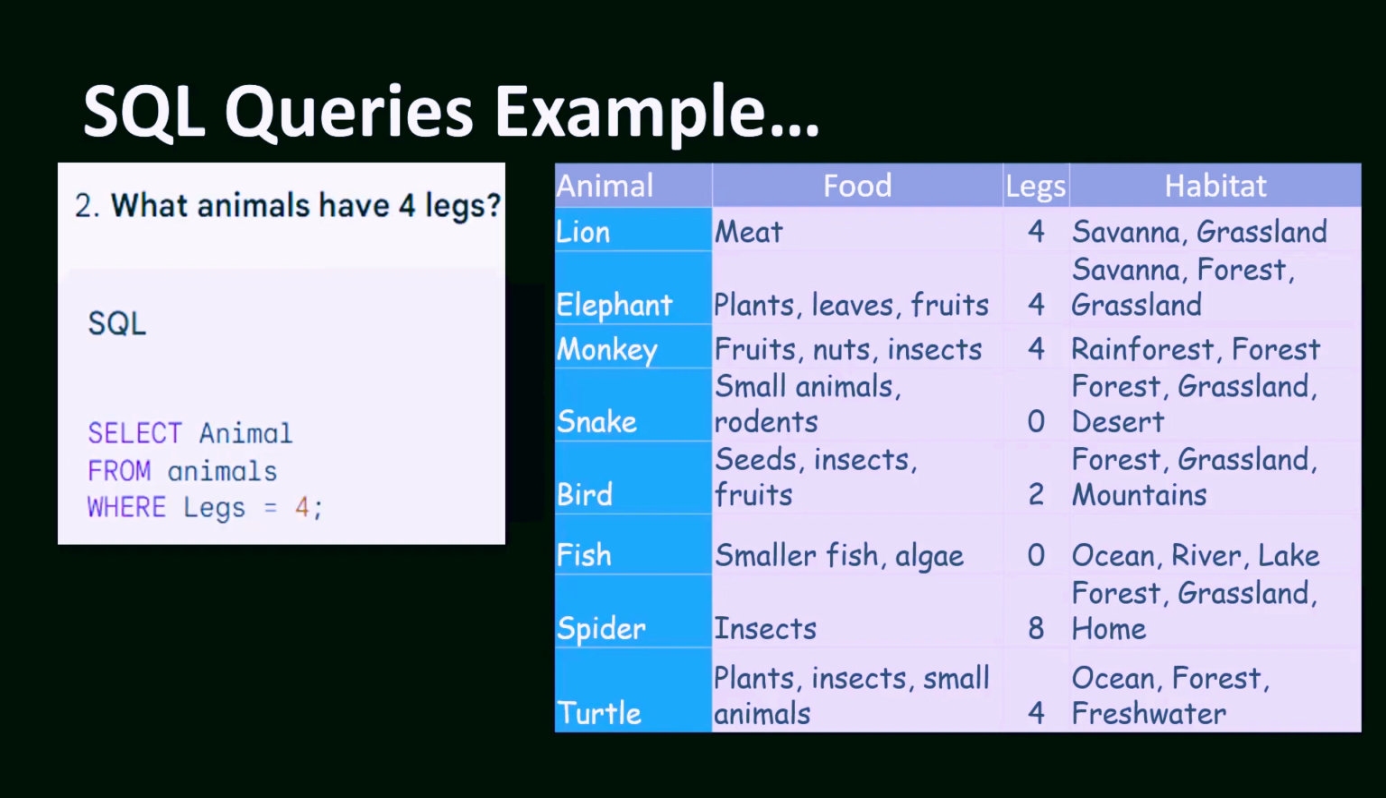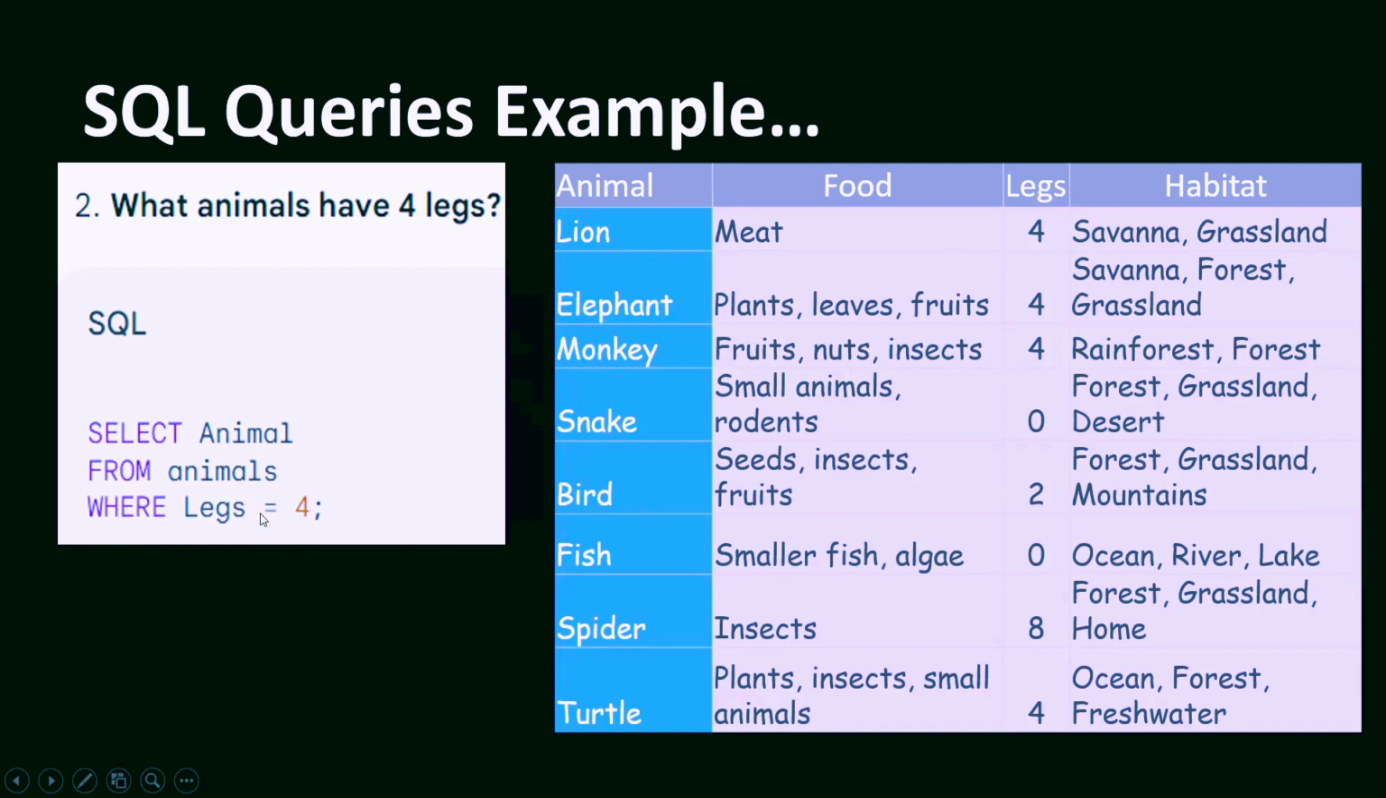Yeah. So now I want to see the animals who have 4 legs. So what I will say, select animal from animals table. Animal is a column. After select, we will write the column name which we want. And after from, we will give the table name. And then after the table, the where clause will give you the condition.